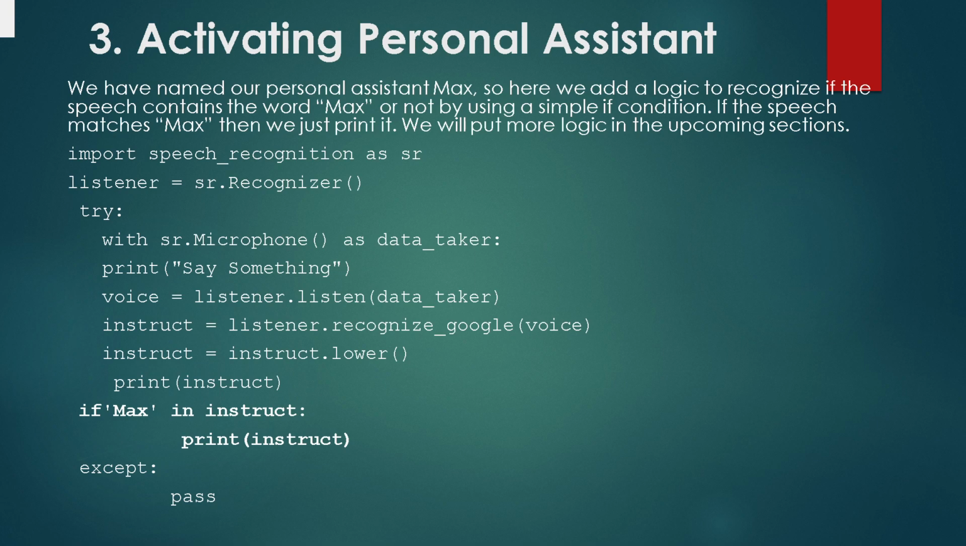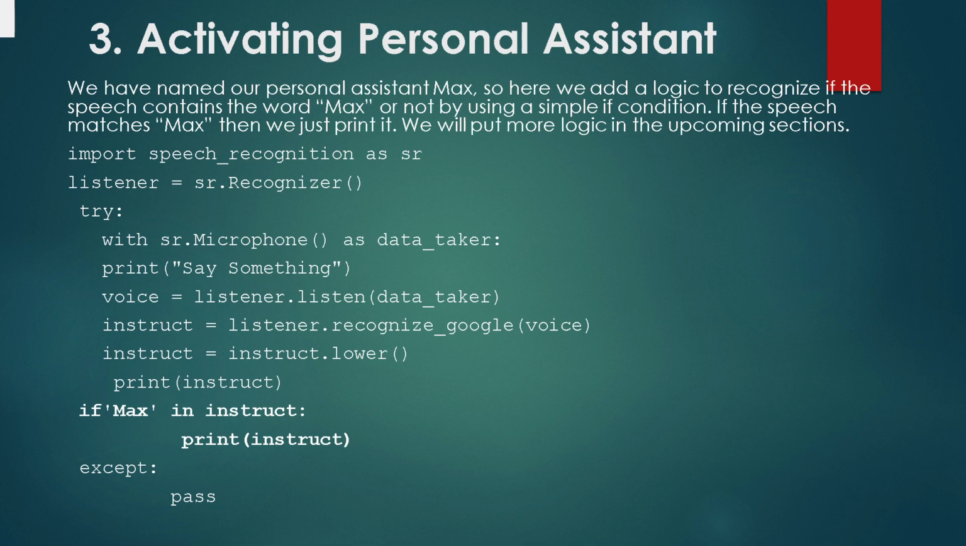Next, activating the personal assistant. We have named our personal assistant Max, as I have mentioned. Here we add logic to recognize whether the speech contains the word Max, by using a simple if condition. If the speech matches Max, then we just print it. We will put more logic in the upcoming sessions. As I have told you earlier, we'll add more things to it.